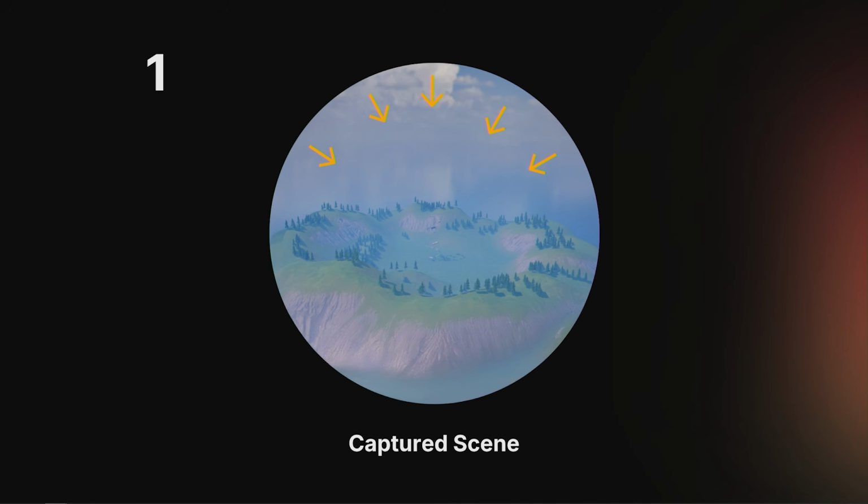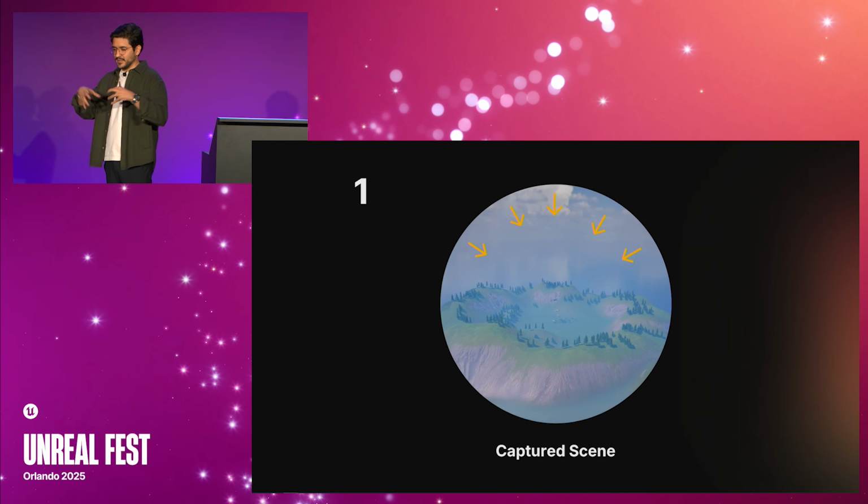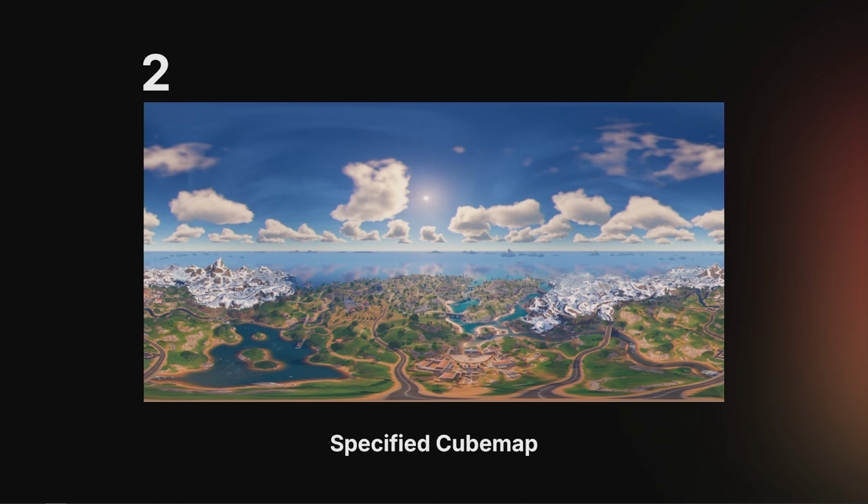How does it work? It works in two ways. The first way is called the capture scene. You take the actor, drag and drop it into the world, and it takes a 360 image, also known as a cube map, and uses that information to light up your map with this light coming in from all directions. The second way is the same, but instead of doing it itself, you specify which cube map to use. UEFN has a library of some cube maps that you can use, or you can download some online.